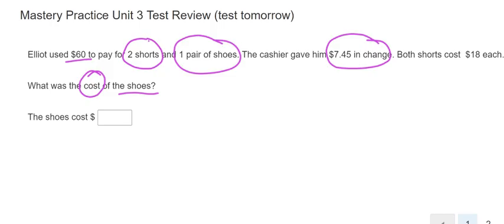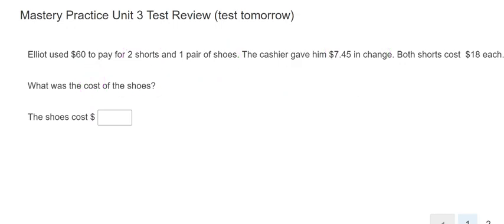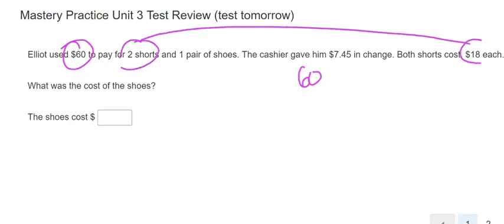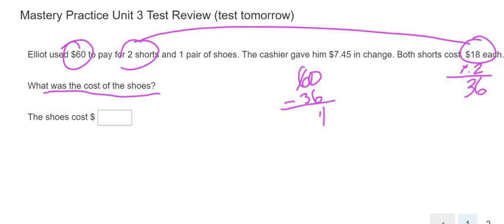So we're going to start with the $60. Start with the $60, and then we got two pairs of shorts. So that means two of these. So we spent $36 on just the shorts. But the question is asking about the shoes. So we're going to remove that cost from what Elliot had. We're going to take that stuff out, and that's going to give us 4 borrowing. There's $24 left over.